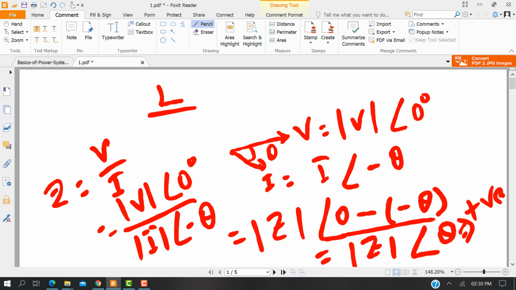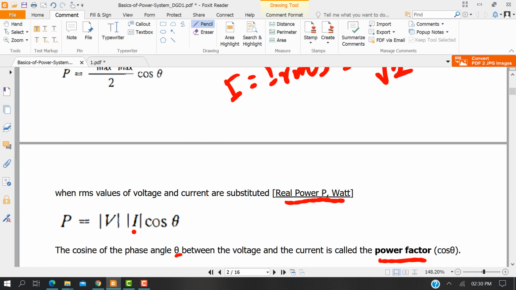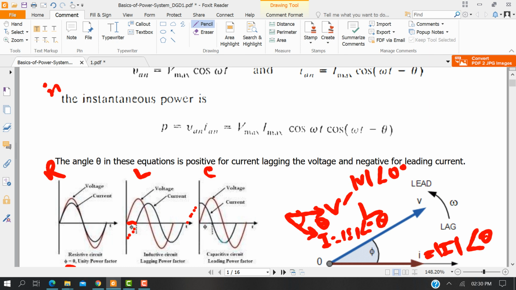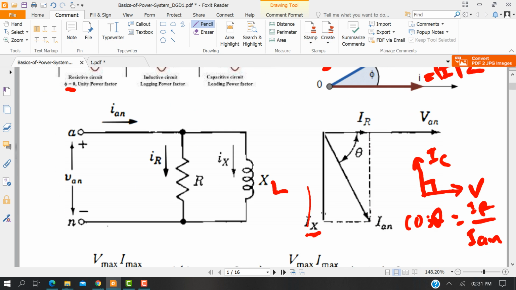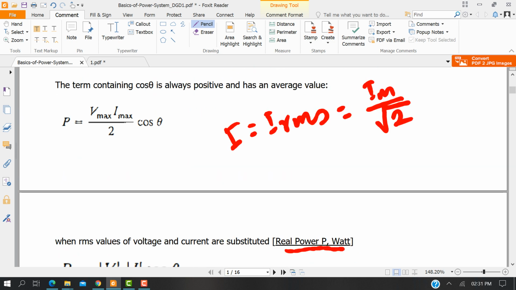So theta is positive for an inductive circuit. You see that this is the angle difference between voltage and current. This is the voltage and the current. When theta is positive, that is the expression for an inductive circuit. So go back to this here. I said over here, when theta is positive, the current is lagging, and similarly when theta is negative, for the capacitive circuit, I mean the leading current.